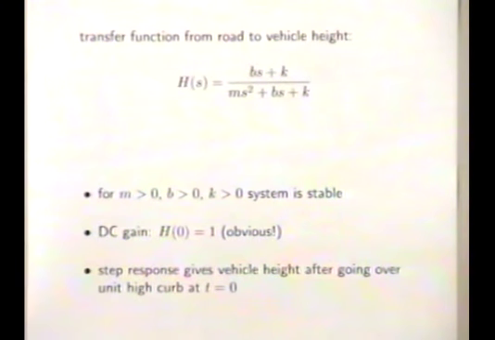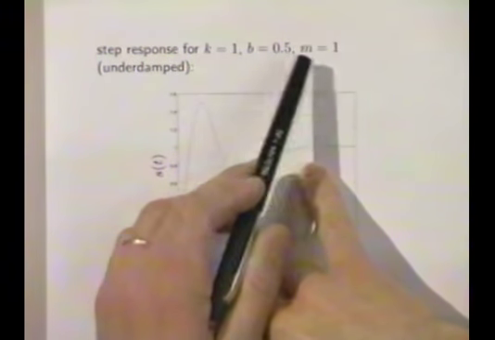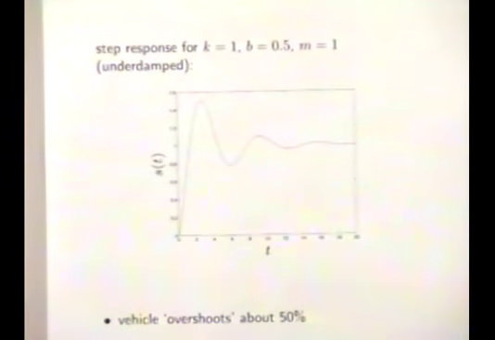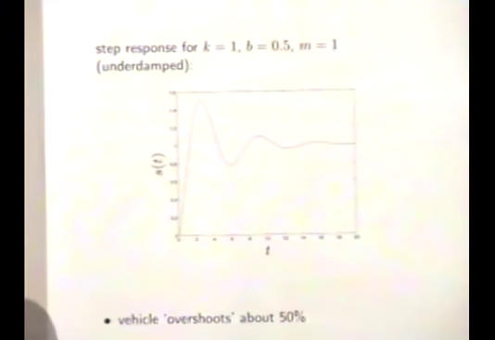So that's what the step response gives you. It's now a way for you to visualize it. It's basically the response after you hit a curb. So here's the step response for unit stiffness, unit mass, and 0.5 damping. That's underdamped. I think you can see that very, very clearly from this response.